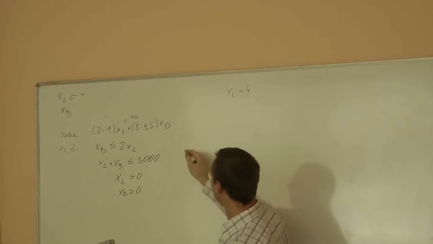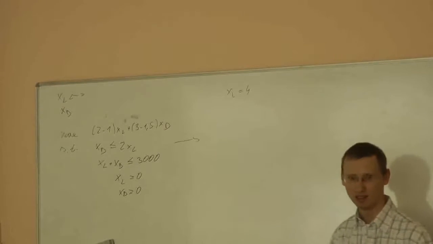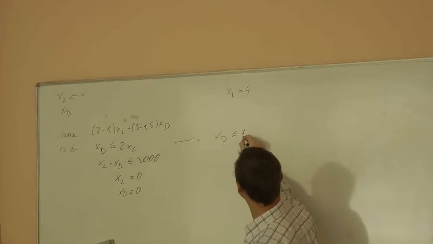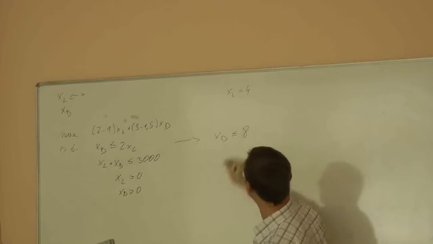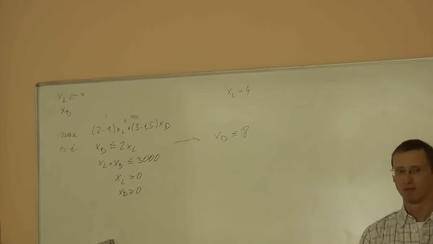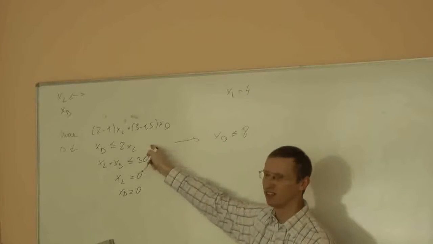Okay, so let's look at this constraint. Let's imagine x_L optimum is 4. Okay, so what we are saying is x_D is less than 8, which means I can buy 7. But that conflicts with that one. So this constraint is not correct.